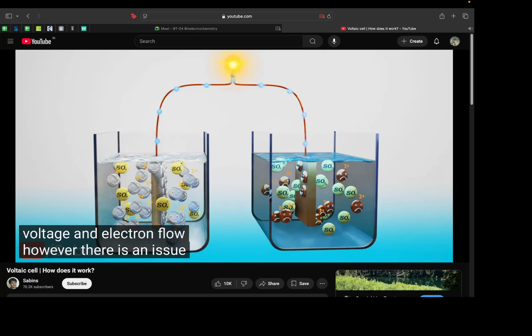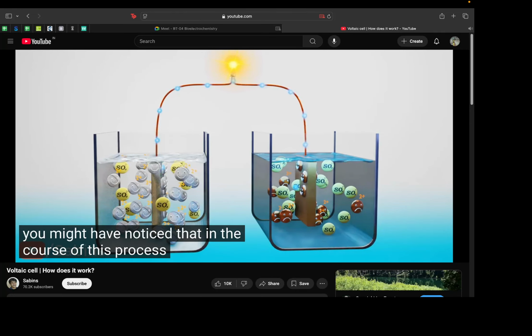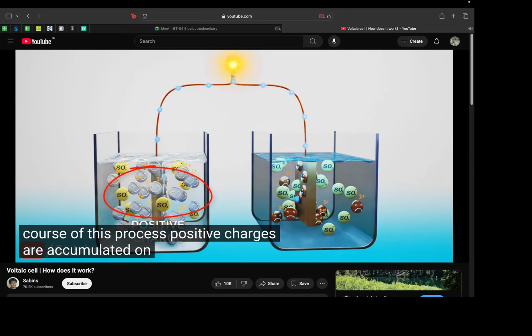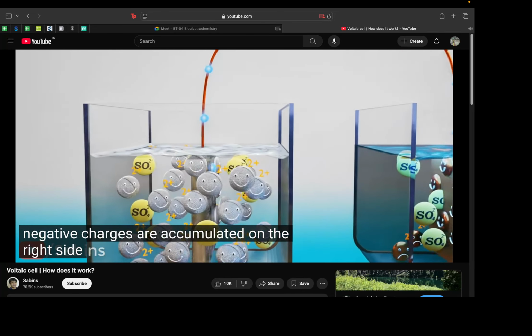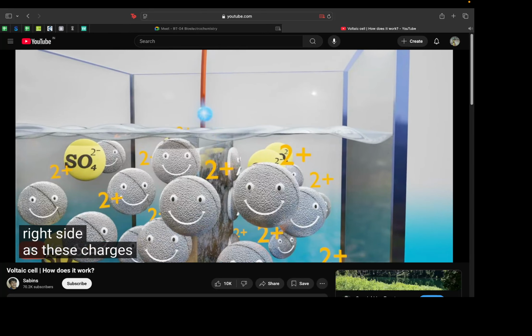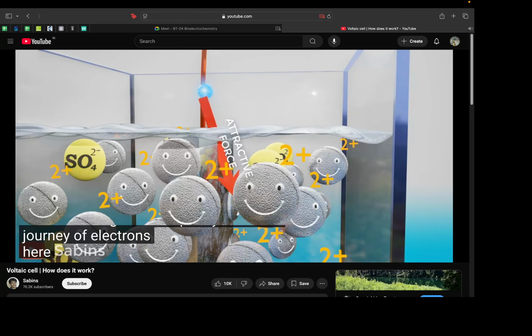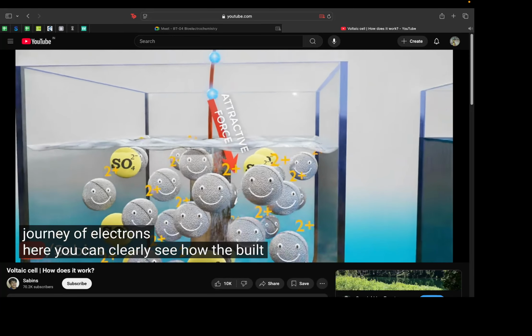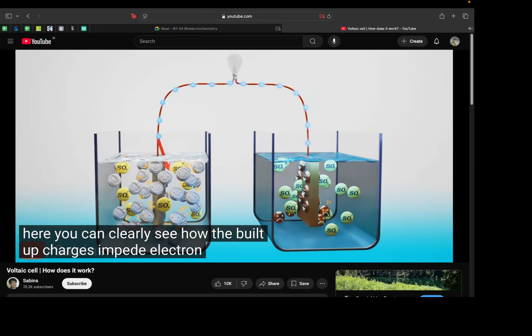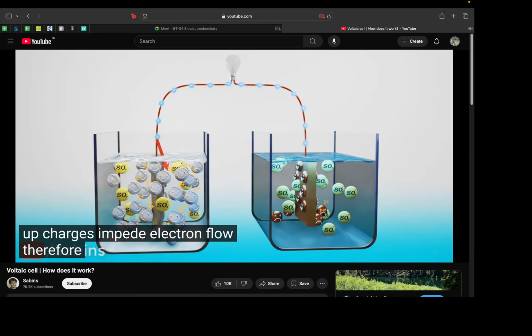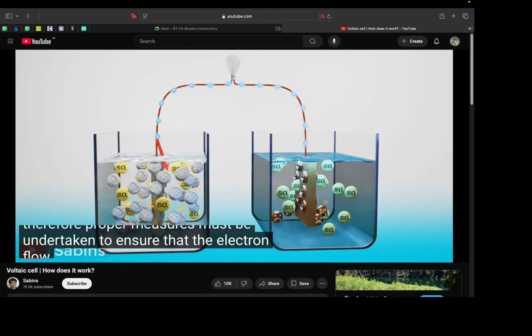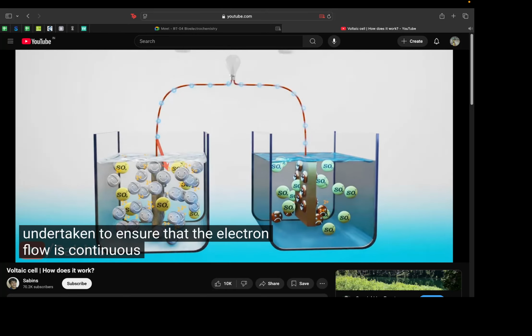However, there is an issue. You might have noticed that in the course of this process, positive charges are accumulated on the left side and negative charges are accumulated on the right side. As these charges build up, they block the journey of electrons. Here you can clearly see how the built-up charges impede electron flow. Therefore, proper measures must be undertaken to ensure that the electron flow is continuous.